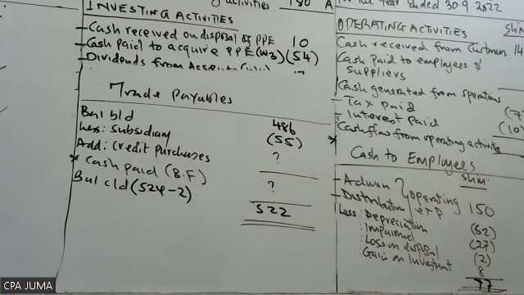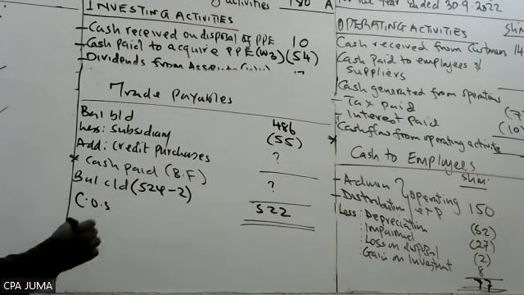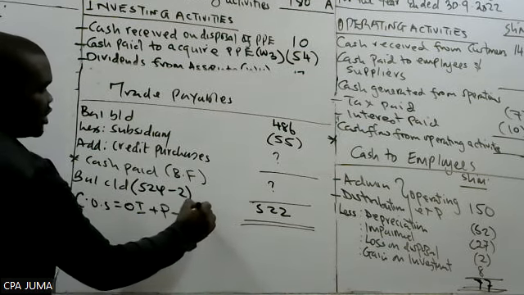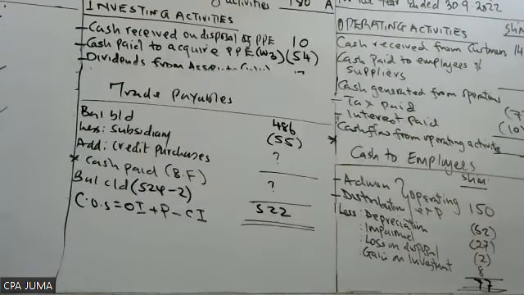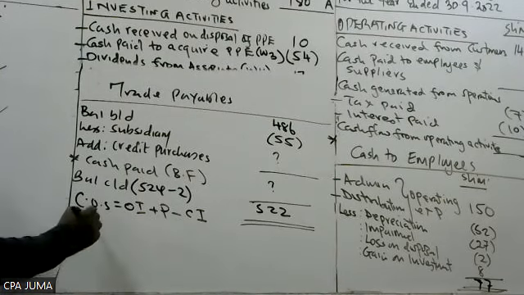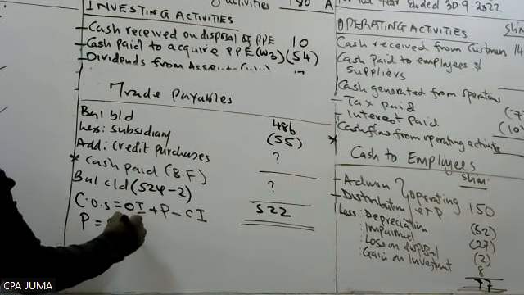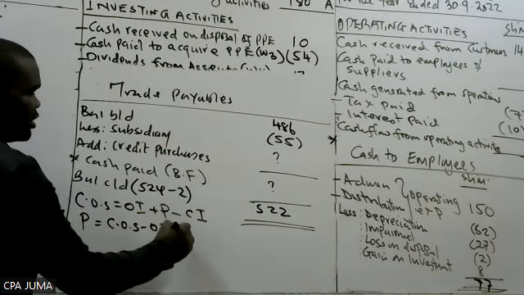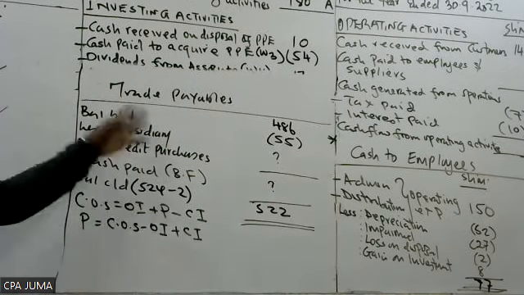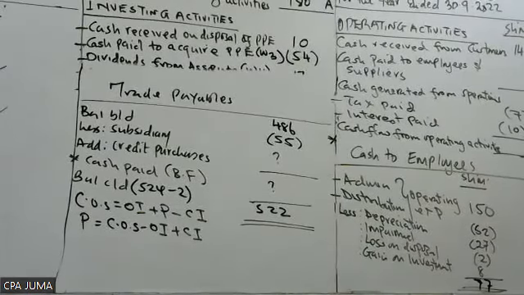So we are going to use this formula. How do you get cost of sales in accounting? You take opening inventory plus purchases minus closing inventory. And we are going to assume all purchases are on credit. So you can make P the subject of the formula. If you make P the subject, then it will be cost of sales minus opening inventory plus closing inventory. So that's how you get the P. Everyone can figure that out.